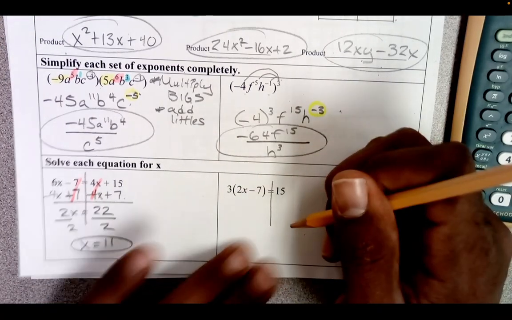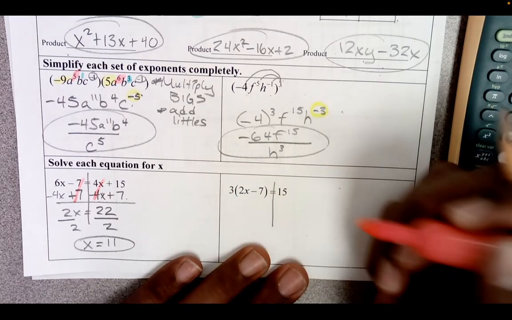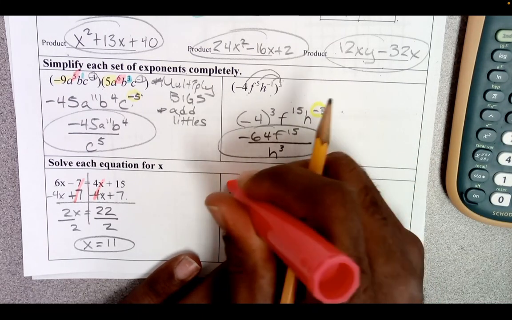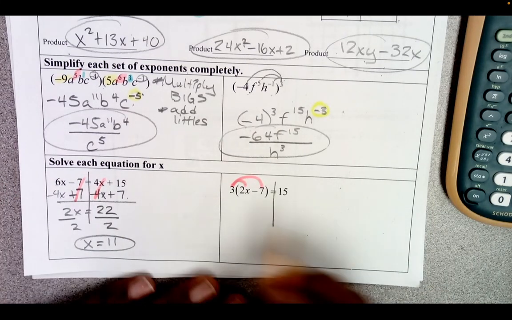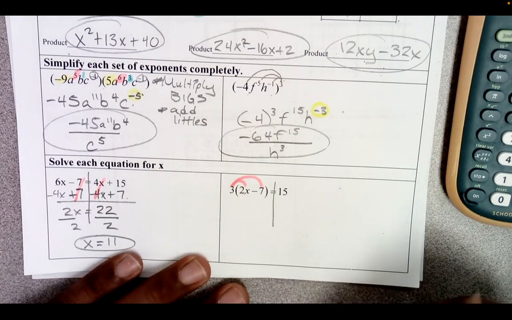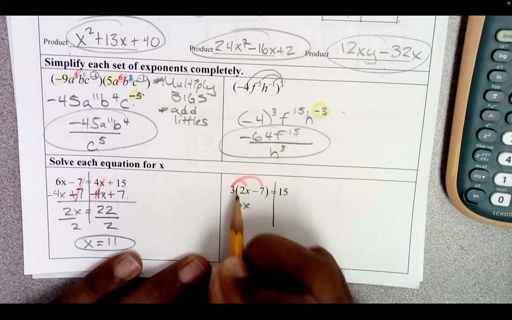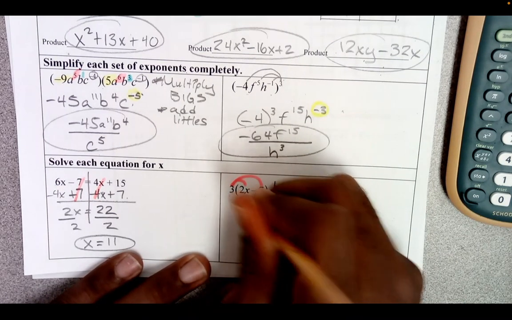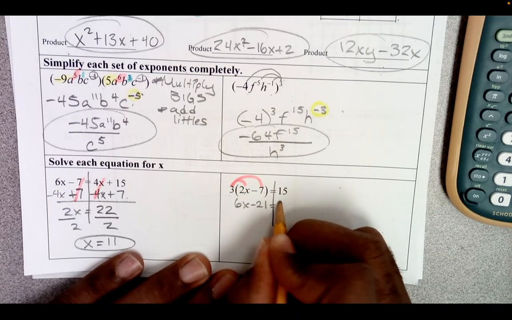Okay, the next one, similar, but the first step, when I have a number in front of the parentheses, what do we do? Distribute, same thing. Okay, so now we do 3 times 2x, that's 6x. And don't forget to distribute to both numbers, so 3 times negative 7, minus 21. And then I just bring down the 15.